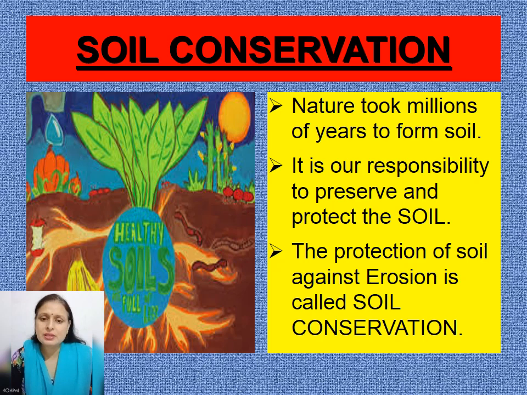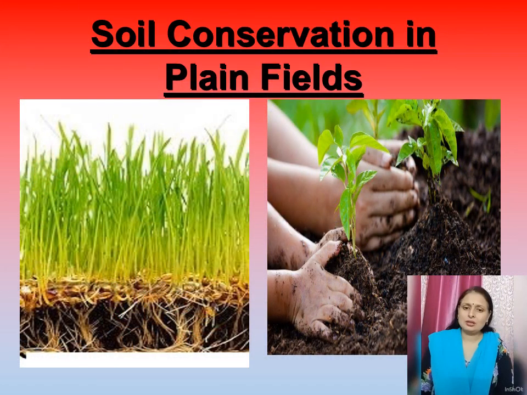Nature took millions of years to form the soil, so it is our responsibility to preserve and protect the soil. Wind, rain, and flood are the natural forces which cause soil erosion. So, we have to adopt some special methods to protect the soil and conserve it. Soil conservation in plain fields. By growing small plants and grasses, we can avoid soil erosion and the removal of topsoil.